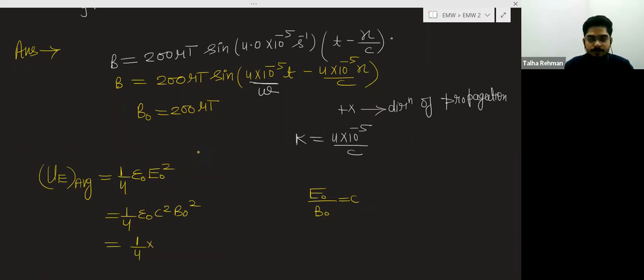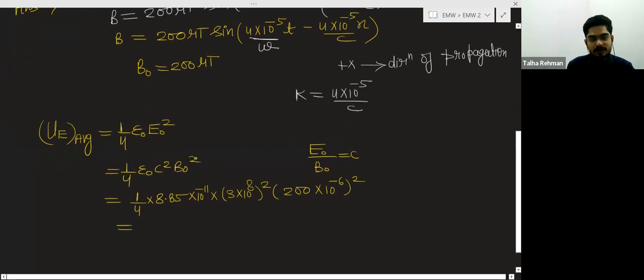8.85 into 10 to the power minus 11. c square means 3 into 10 to the power 8 square. B naught square means 200 into 10 to the power minus 6 square. So when you will calculate this, you will get the answer.